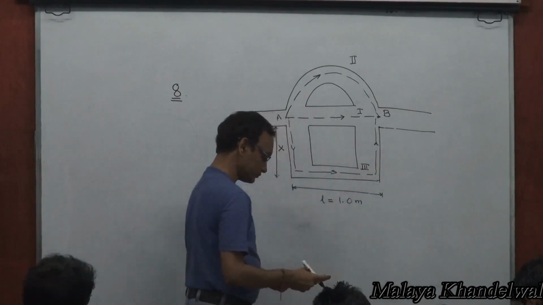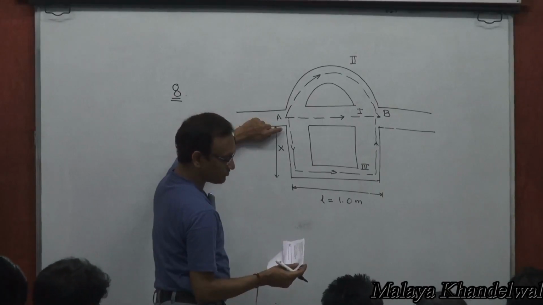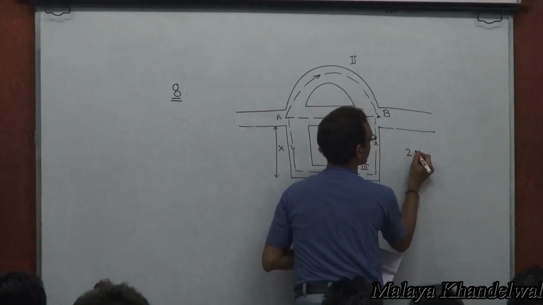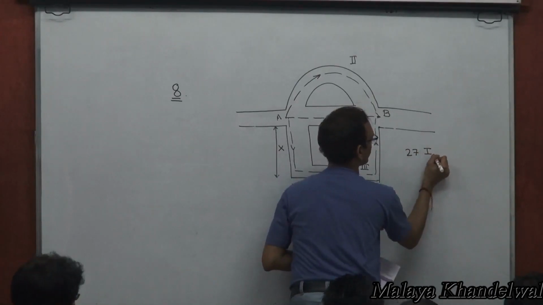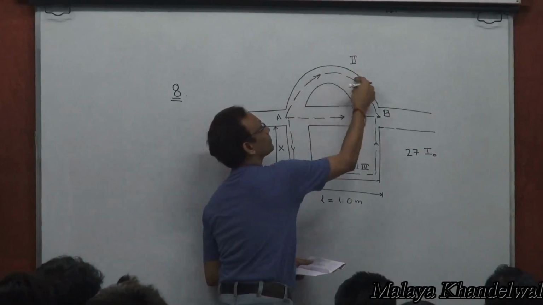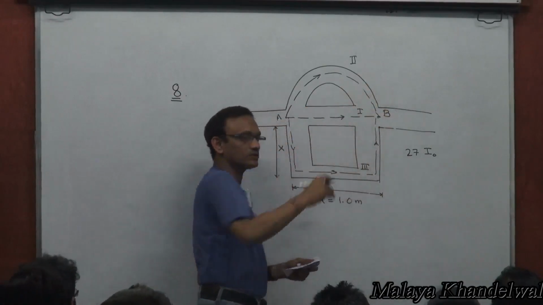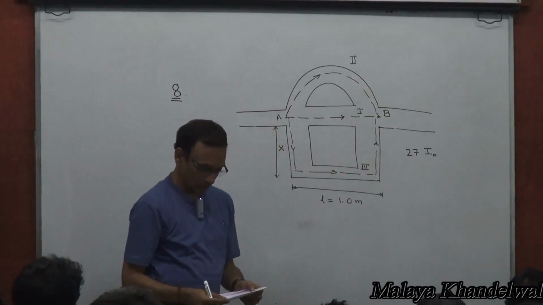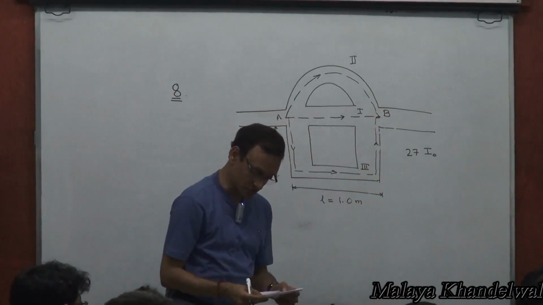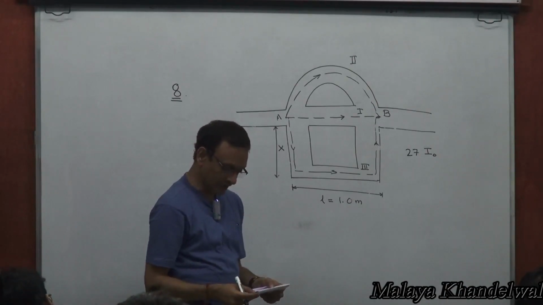Now, a sound of intensity 27 I naught is produced at A. It travels down to the point B along this path and this path. There are three paths. And at B, no sound is heard. We want to find the wavelength of sound, the value of x.